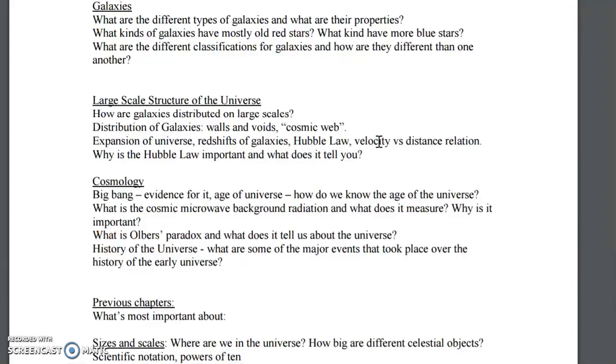The Hubble law is also important because it hints that the universe is expanding, that the universe began expanding some 13.8 billion years ago and has been expanding since. So the Hubble law allows you to measure the distance to galaxies and also indicates that the universe had a beginning.